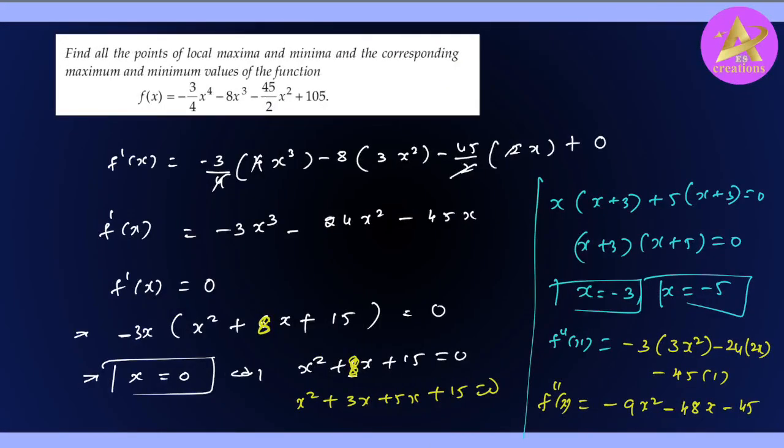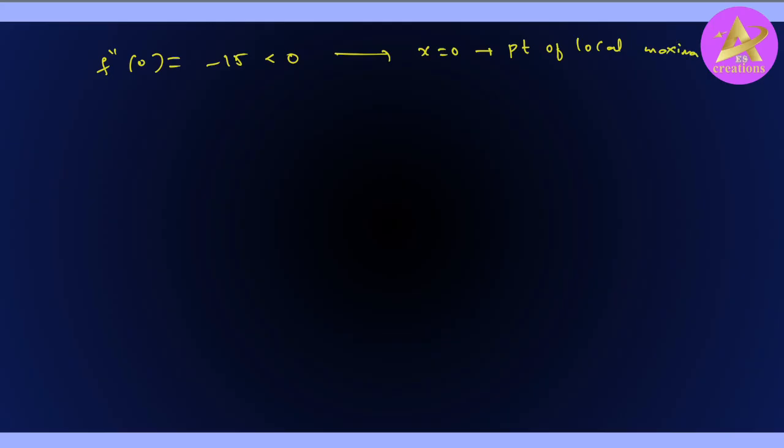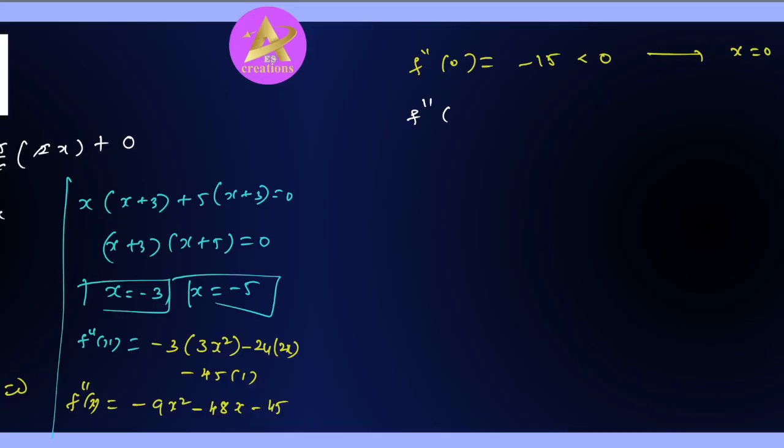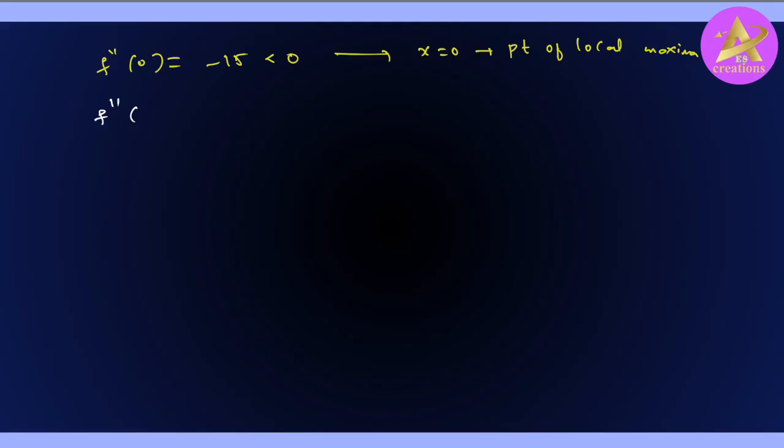Next, whatever values we got here, substitute in the double derivative. f double dash of 0: if you substitute 0, we get minus 45, which is less than 0. Then x equal to 0 is the point of local maxima, or local maximum. Simply I will write maxima. Maxima or maximum, both are the same, don't get confused here. And next, f double dash of the next point, minus 3.